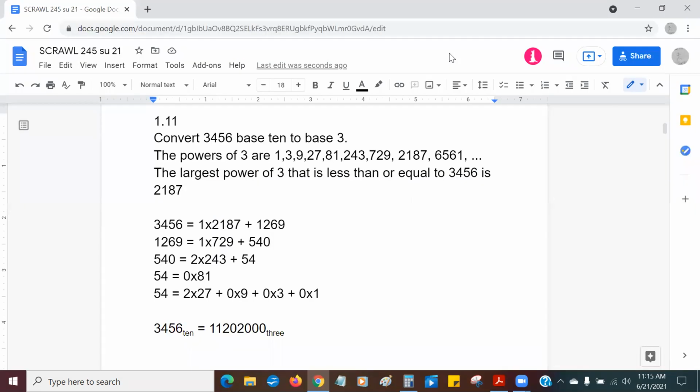I just want to show you this in a less fancy way. If you have the number 33,456 base 10 and you want to convert it to base 3, that's what scales of notation means. Well, the powers of 3 are 1, 3, 9, 27, 81, 243, 729, 2187, and that's as far as I go, because the next one would exceed 33,456. So the highest power that doesn't exceed it is 2187.